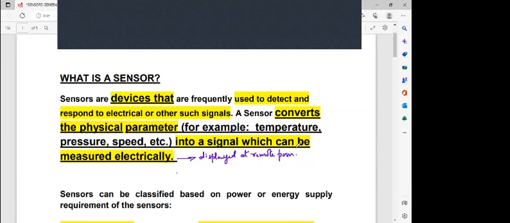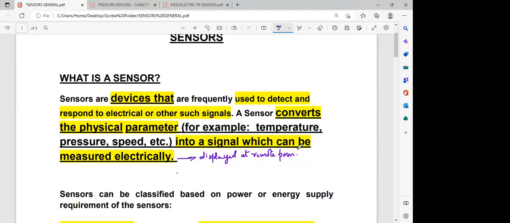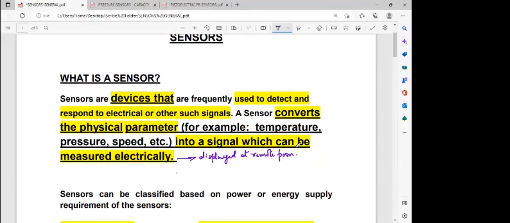So what are those parameters that can be measured? A physical parameter, as you can see: temperature, pressure, speed, flow, all those things are physical parameters. A sensor is going to detect that and convert it into an electrical signal, which of course is measured electrically. And then at a remote position, you can see what that is. Just like you don't have to go down to see the exhaust gas temperatures of your main engine. You can read it right there on those screens.